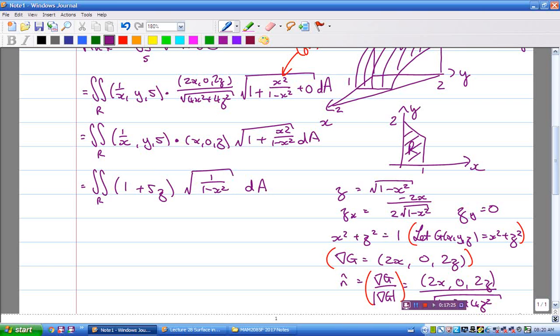Okay, lovely. I'm now going to put in some limits. dA is going to break up into dx dy. I don't want a z in my integral. So let's do a few things at once here. I'm going to integrate with respect to y first. y goes from 0 to 2 minus x, for values of x that go from 0 to 1. 1 plus 5z becomes 1 plus 5 square root of 1 minus x squared. The conversion factor looks like that.